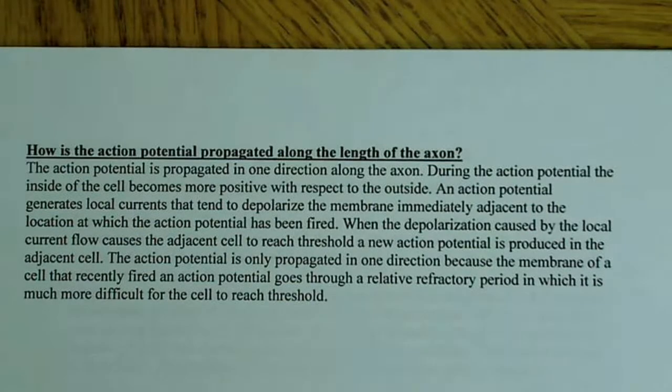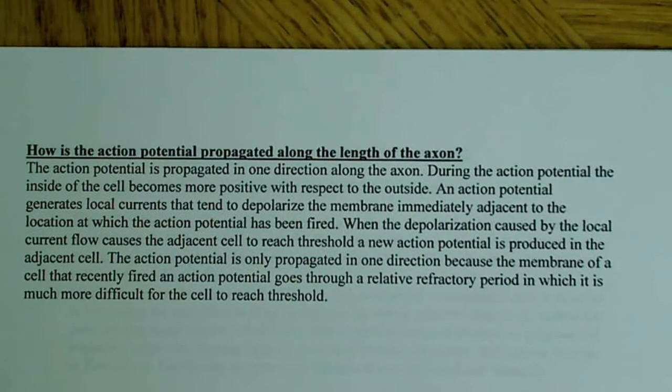Okay, in this video I want to go over how the action potential is propagated along the length of the axon. So this is another important concept. It's going to explain a little bit more about how these signals travel. And the action potential is propagated in one direction along the axon, so that's also important. It doesn't go backwards, it goes in one direction.